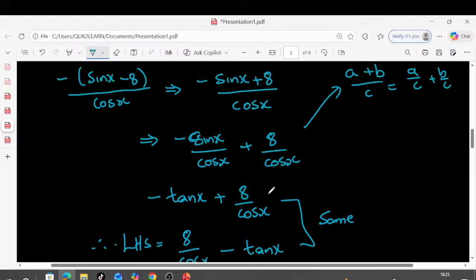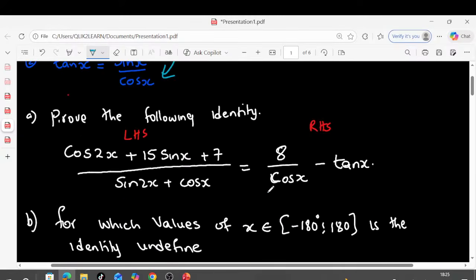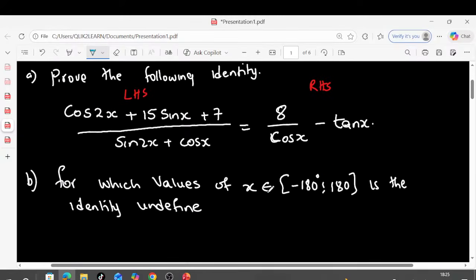Let's move back. Let's look at what we have here now. They say for which values of x, to be an element of minus 180 to 180.